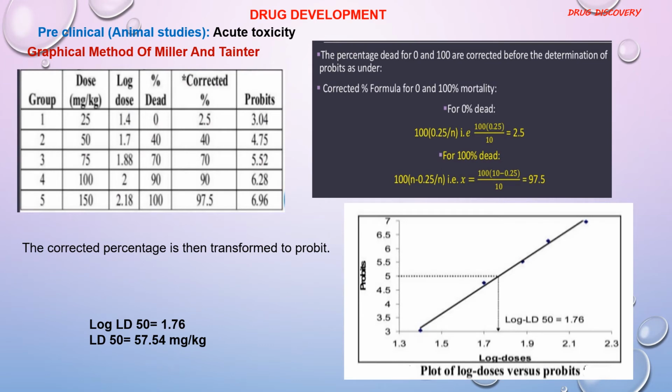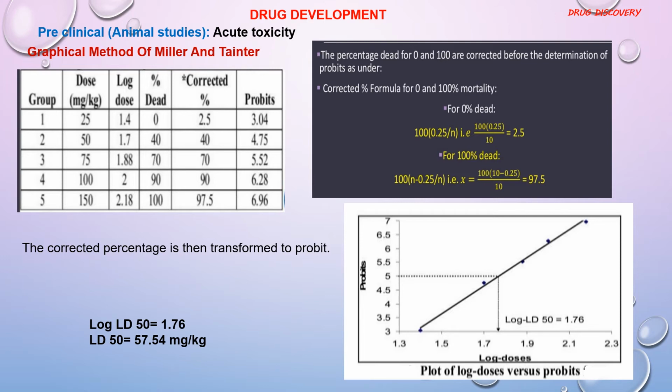Example for calculation of LD50 value in case of graphical method. The first table on the left shows the results obtained from an experiment. 5 groups, each group containing 10 individuals. The dosage given is 25 mg per kg of body mass, 50, 75, 100 and 150.